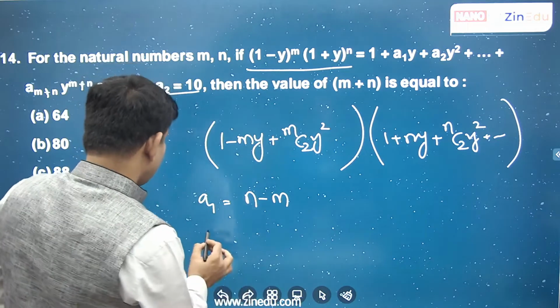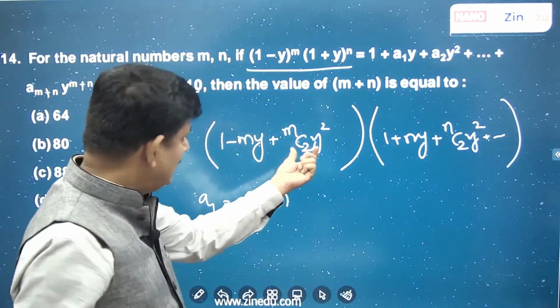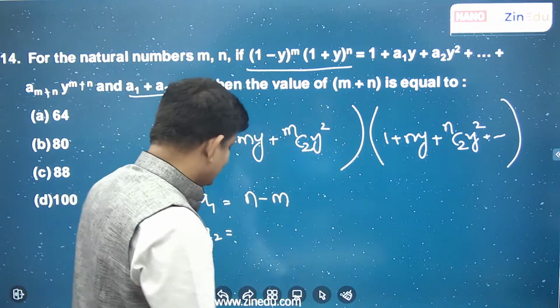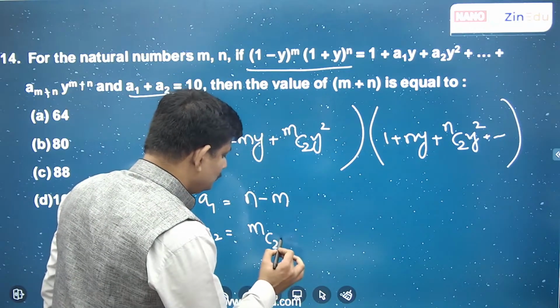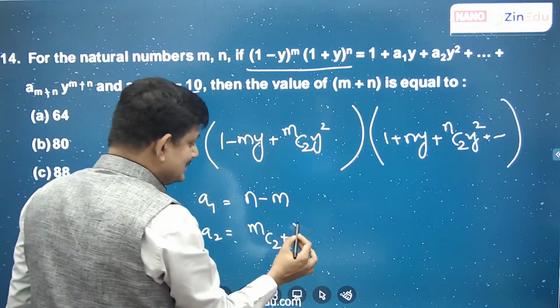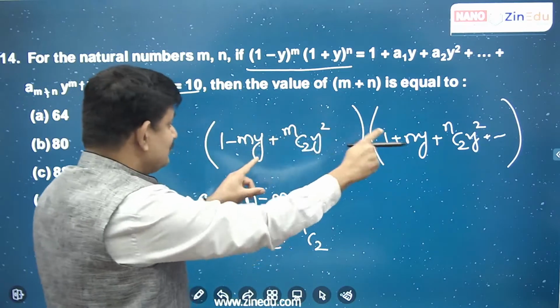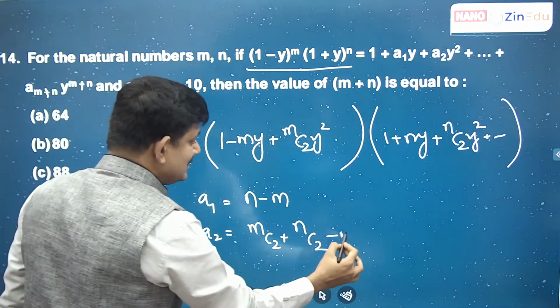And what is a2? The y square coefficient. How will you get the y square coefficient? Multiply this y square term with 1, mC2. Y square term with 1, nC2. And when you multiply the y term and the y term, you will have minus mn.